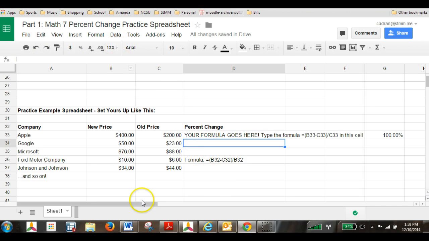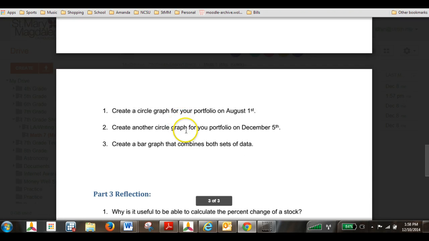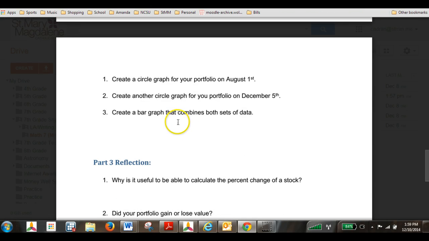Now, part 2 of the project, if we go back to the directions, is graphing. You need to create a circle graph for the portfolio on August 1st and another for the portfolio as it looks in December, which would be the new price, and then create a bar graph that combines both sets of data. This is easy to do.